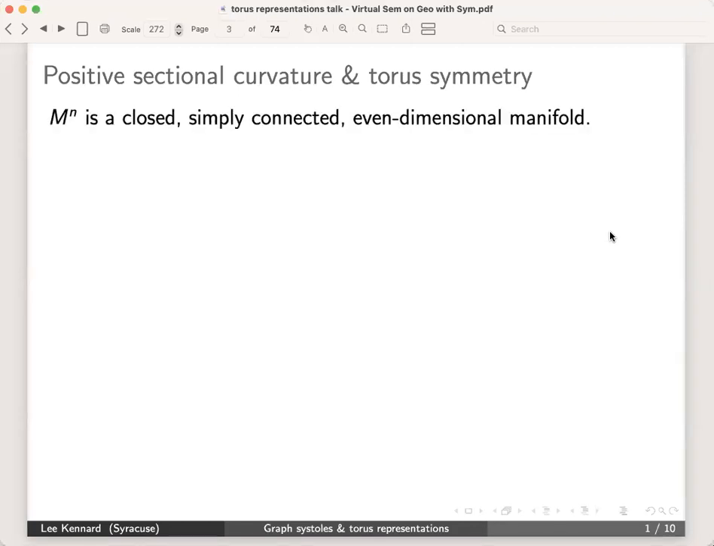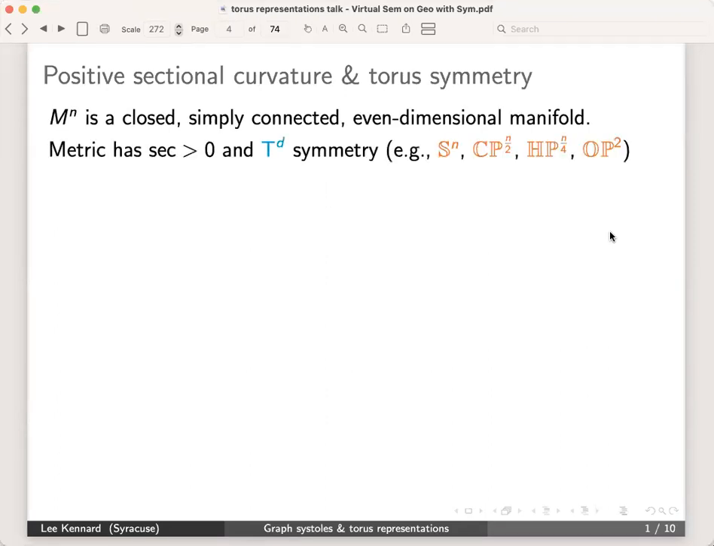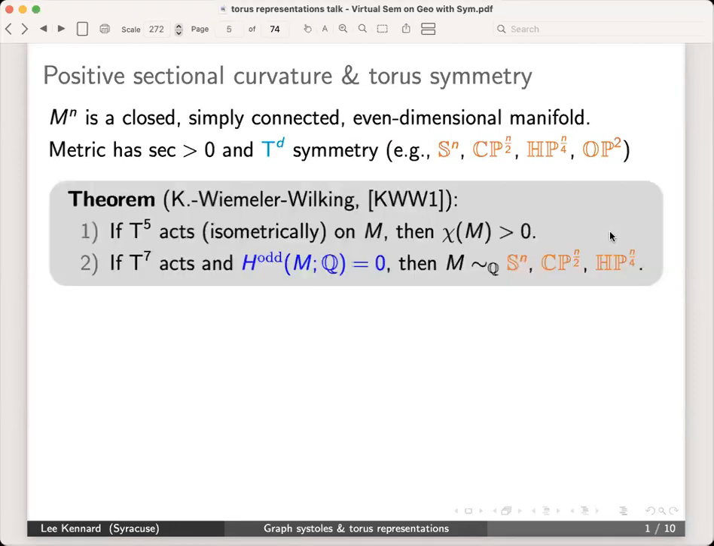This is where our applications are, though, so I'll start with this. Dealing with compact manifolds, and I'm going to restrict to even dimensions for simplicity. I am assuming there's a Riemannian metric. I don't need to give it a name because most of our work is really more topological and combinatorial, so we don't really work with the metric, but it has positive sectional curvature and it has torus symmetry. Prototypical examples are the compact rank 1 symmetric spaces, the spheres and projective spaces, and the Cayley plane.